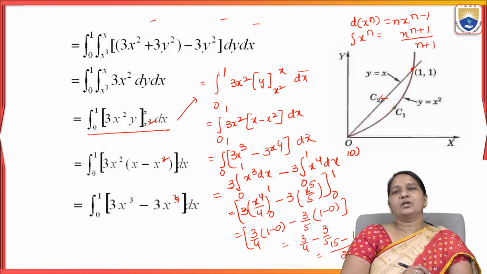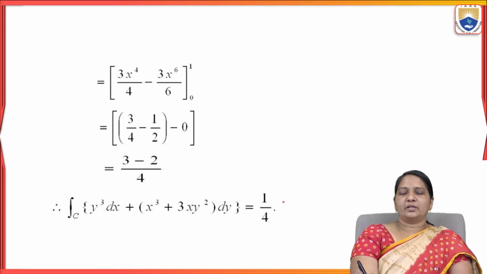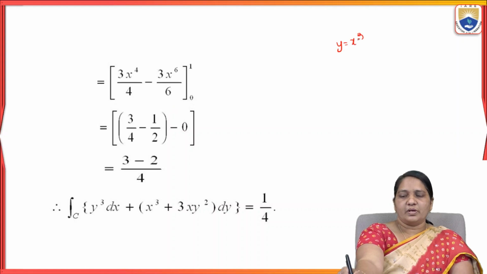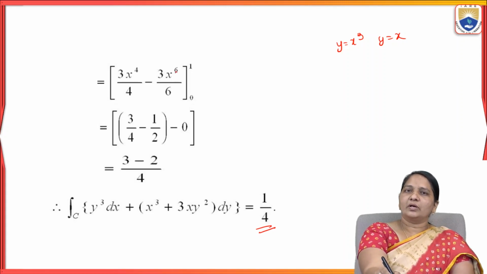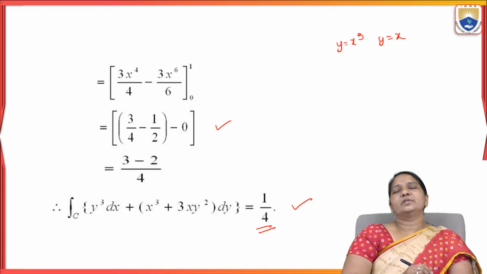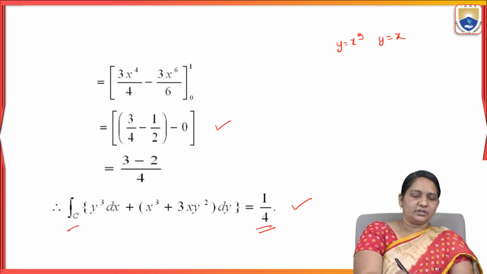If you take y equal to x cube, then it will be different. Then we will get the answer like this. If y equal to x cube is there, then we can get the answer like this: that is 1 by 4, and here we are getting x power 6 by 6, so 1 by 6 we will get. This will be the final answer. So this is the way, by using Green's theorem, we can calculate the line integral.